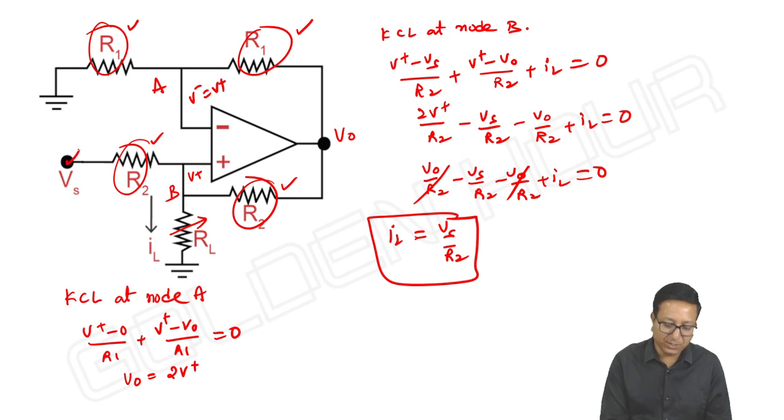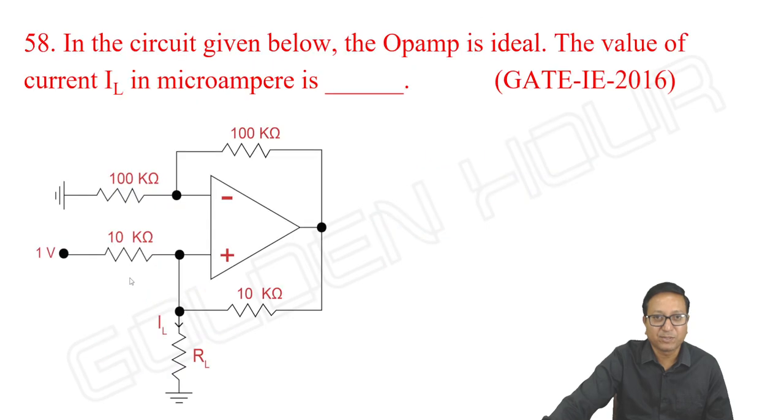So you are giving input to the non-inverting terminal and hence no negative sign. You can even remember like this. It is IL is equal to minus Vs by R2 in case of input given to inverting terminal and it is Vs by R2 in case of input given to non-inverting terminal.